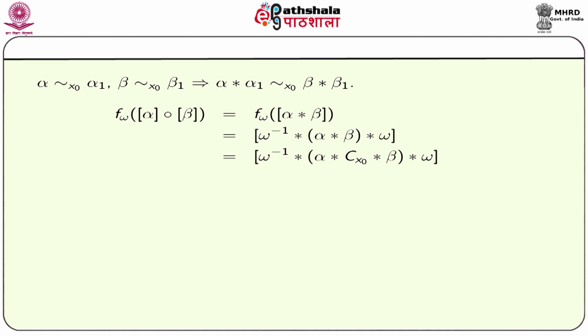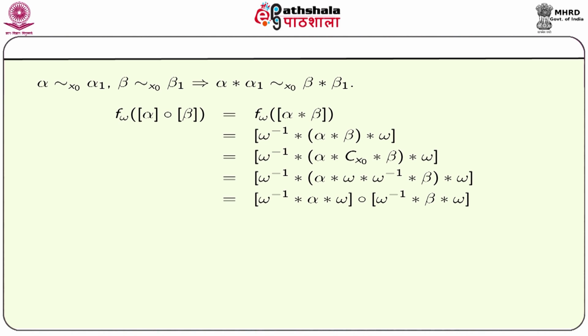Why can we do this? Because we know that alpha star Cx0 is path homotopic to alpha and everything is within the equivalence class. So, we can well replace alpha by alpha star Cx0. Now again omega star omega inverse is path homotopic to Cx0 and therefore, Cx0 can be replaced by omega star omega inverse.